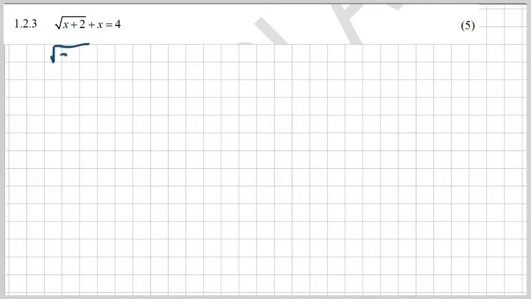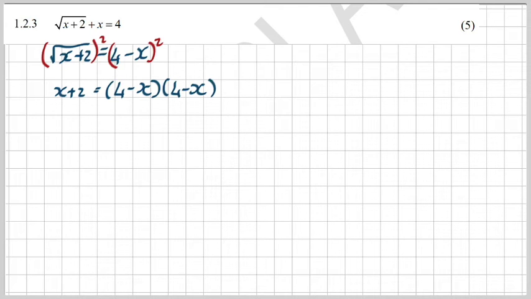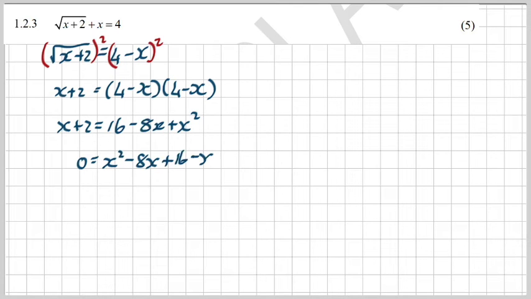I need to get the third on its own. I need to isolate it. So I'm transposing, or I'm subtracting x on both sides. Now I can square both sides. Squaring both sides gets rid of my third on the left-hand side and gives me a quadratic expression on the right-hand side. Hence, I've got to get equal to 0. So I am subtracting x and 2 on both sides, leaving me with an expression that looks like that.